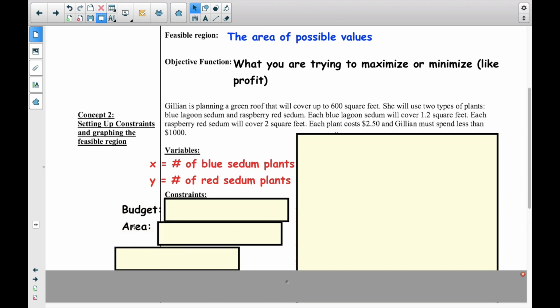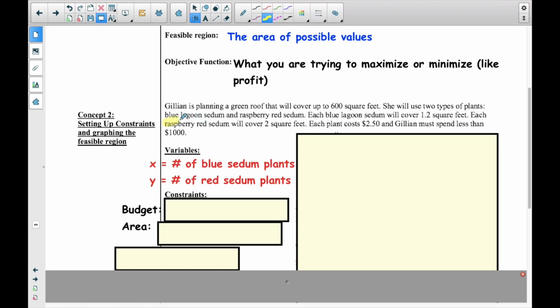Okay, hopefully you can see that the constraints are the budget, the money, and the area, how much space she has. And so here's how I know what the variables are. A lot of times I save the variables for later, because if I can think of what are the constraints, and the constraints are the area and the budget, so I'm going to go back and do some of that highlighting that we were talking about.